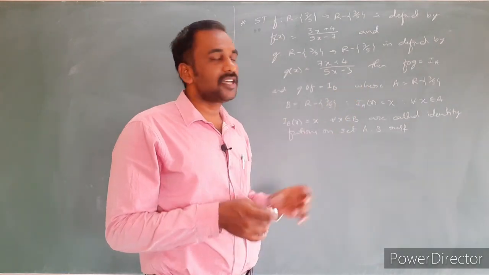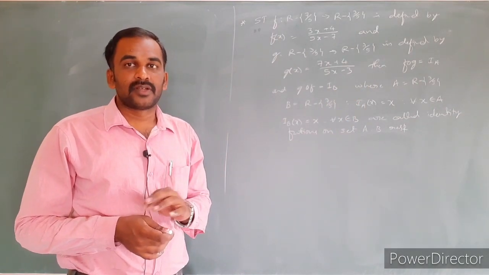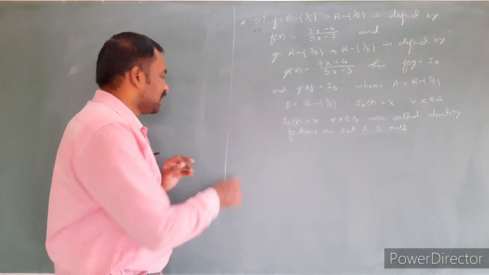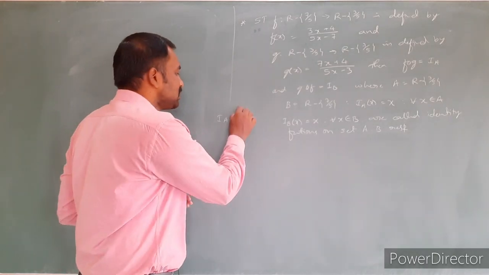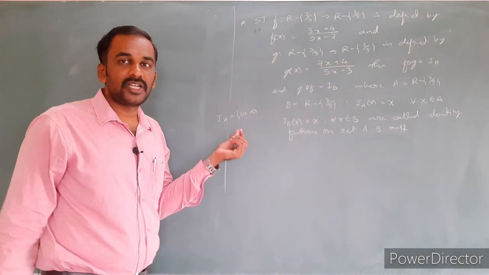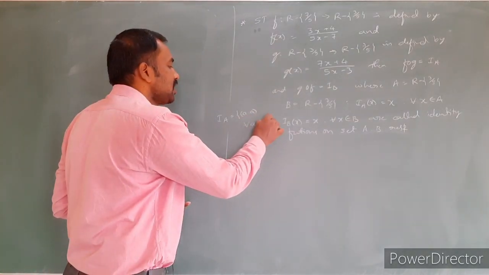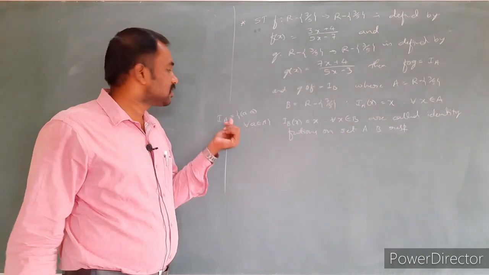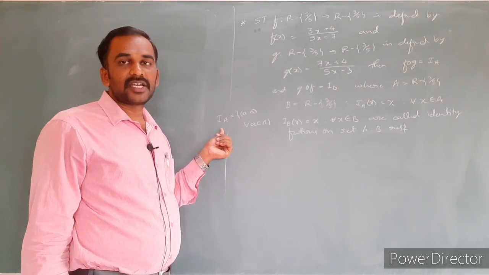What is I_A and I_B? You have already studied the identity relation. The identity relation on a set A, denoted I_A, is given by only the ordered pairs (a, a) being present for all elements a in the given set A. So obviously it becomes a function.